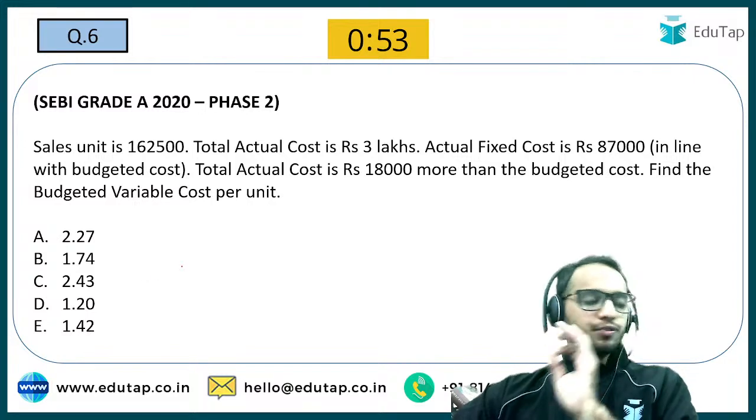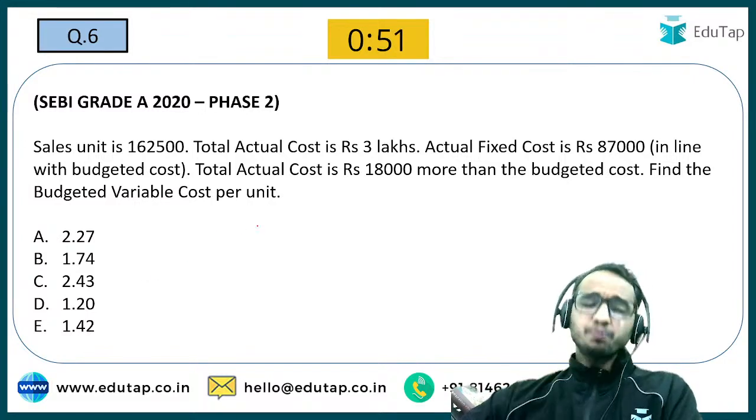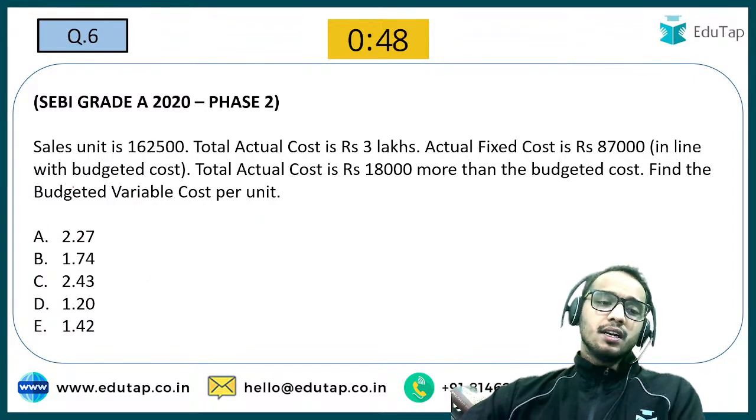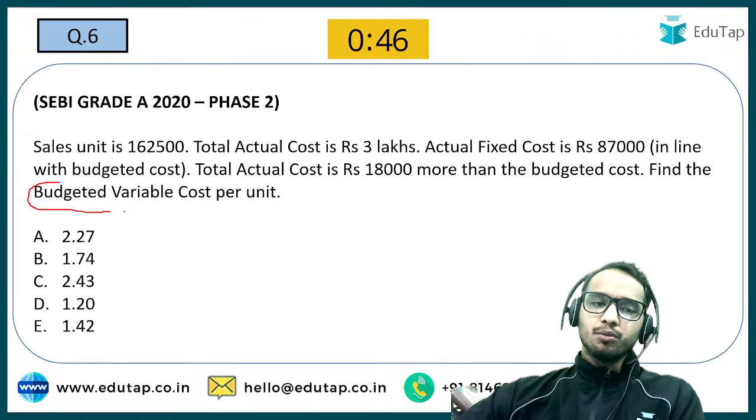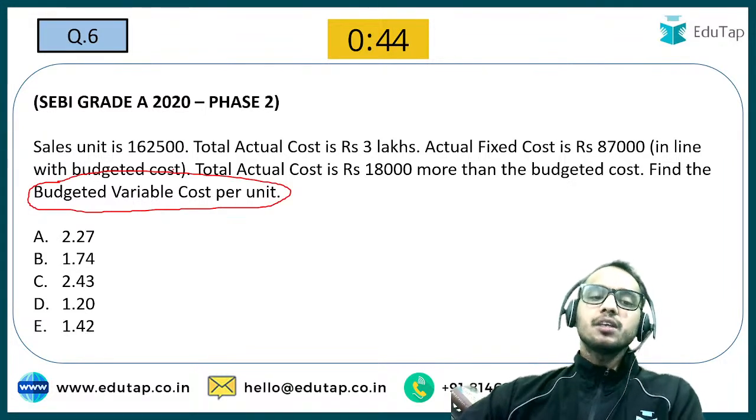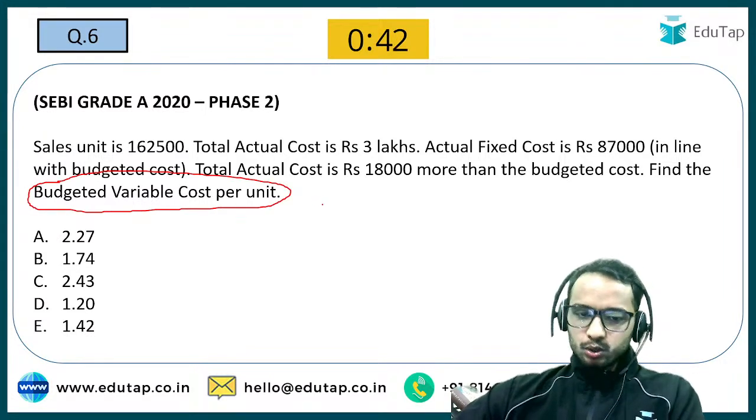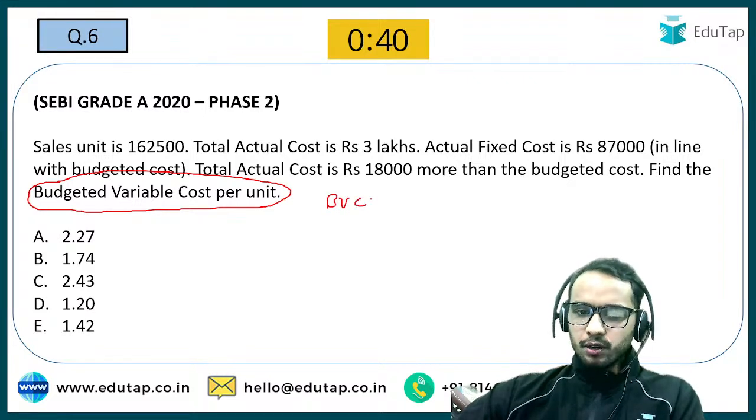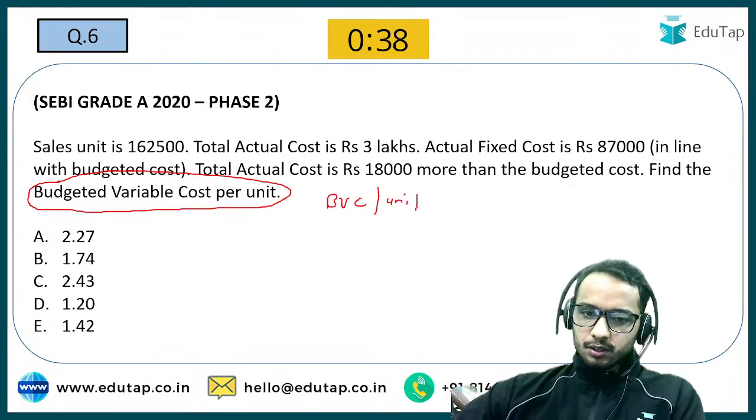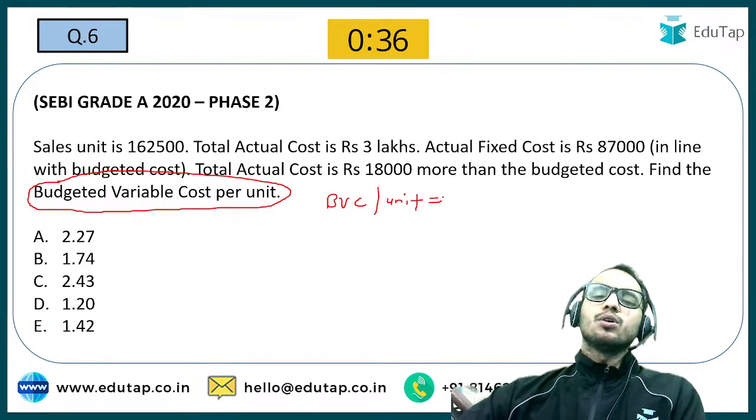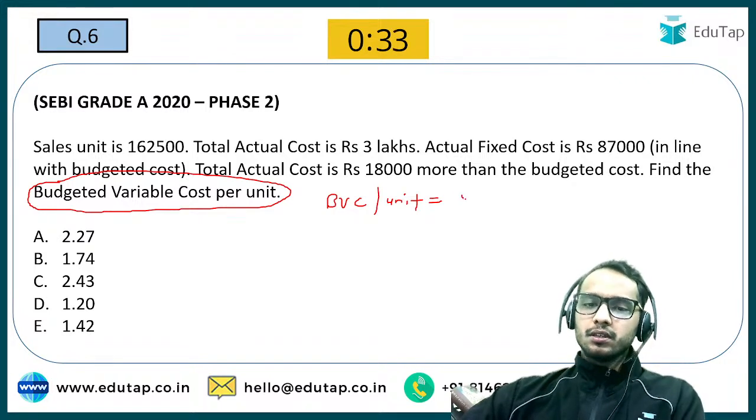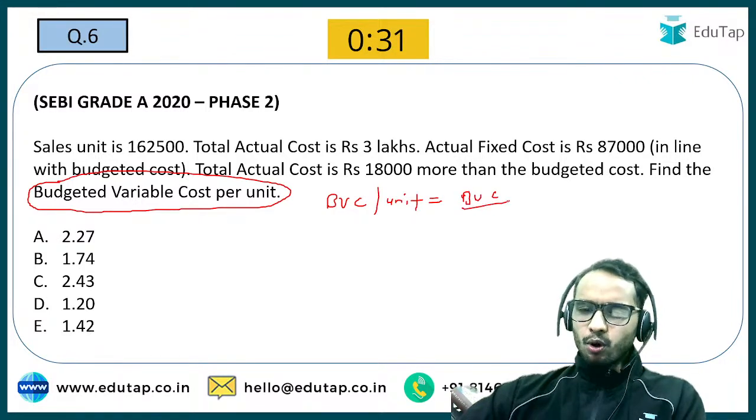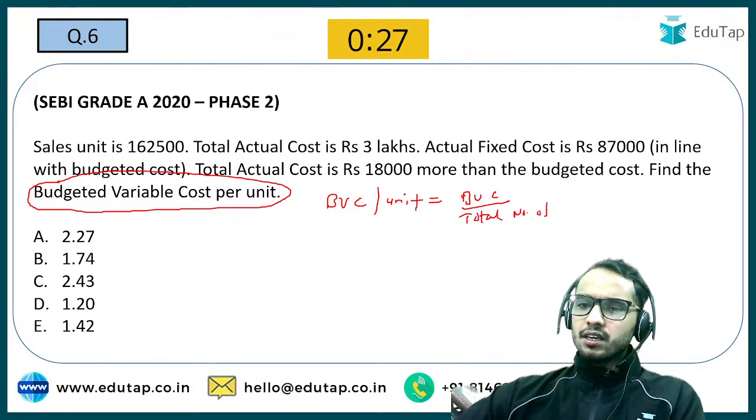See, try to first understand the approach. First you are going to look at the question that is being asked. The question is asking, what is the budgeted variable cost per unit? So you will write it here, budgeted variable cost per unit, correct? Now you will write the formula. What is going to be the formula? Budgeted variable cost divided by total number of units. Easy enough.